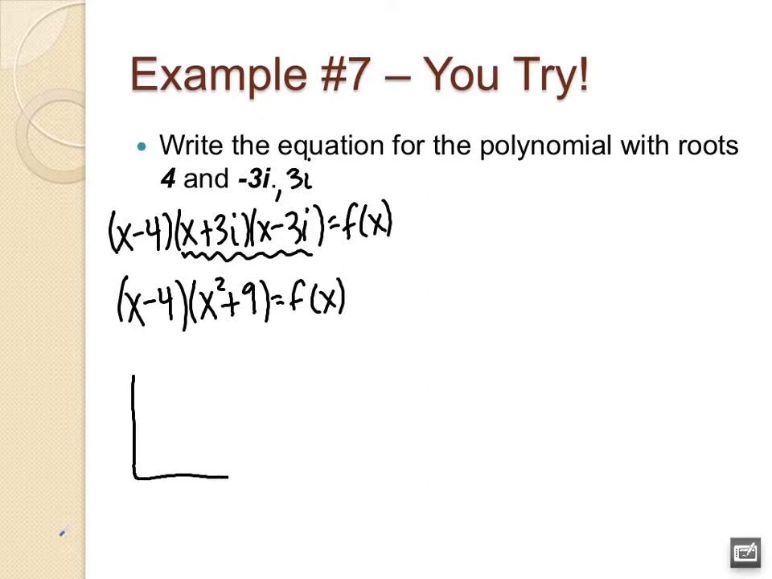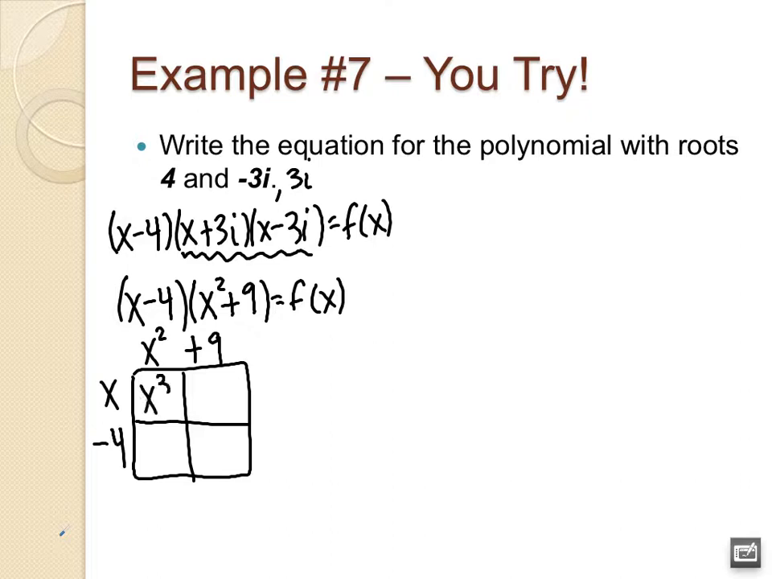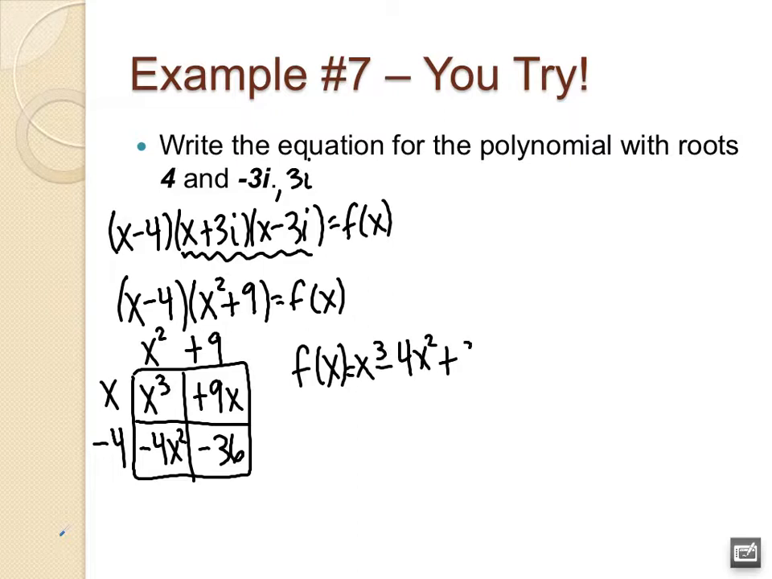Now I am going to do the box for this next part. So x minus 4, x squared add 9. This becomes x to the third, add 9x, subtract 4x squared, subtract 36. I didn't tell you this before, I don't think, but we generally go in descending order for exponents, so highest to lowest. Here that's going to be x to the third, subtract 4x squared, add 9x, subtract 36. This is my final answer.